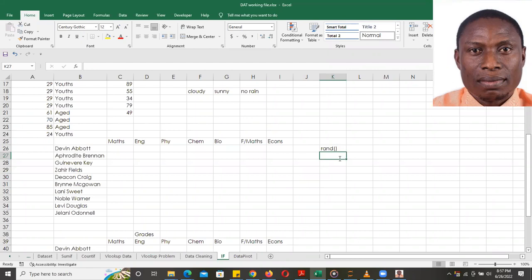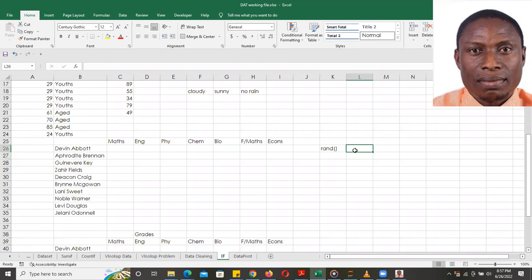Then we have another one, RANDBETWEEN. This one generates a whole number, depending on where we ask it to start. You have a starting point, then we have the end point. So I'm going to show us. Let me start with the RAND.